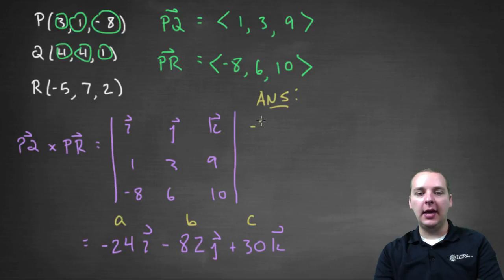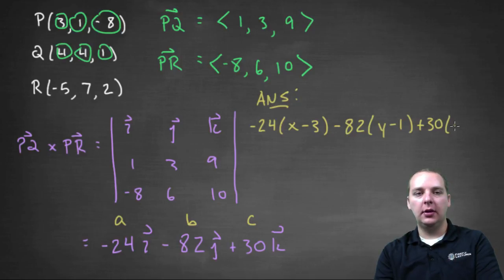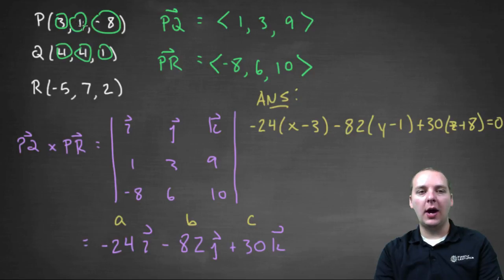You would have A times x minus x naught. I'll just use point P just because it's listed first, no particular reason. -24 times (x minus 3), minus 82 times (y minus 1), and then plus 30 times (z plus 8) equals 0. Got to squeeze that in here. So we did x minus 3, y minus 1, and z plus 8 because it was obviously minus -8.